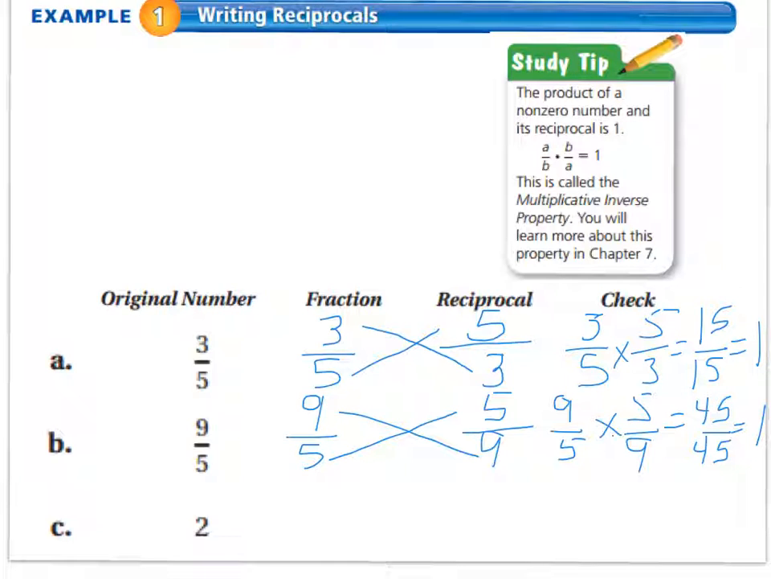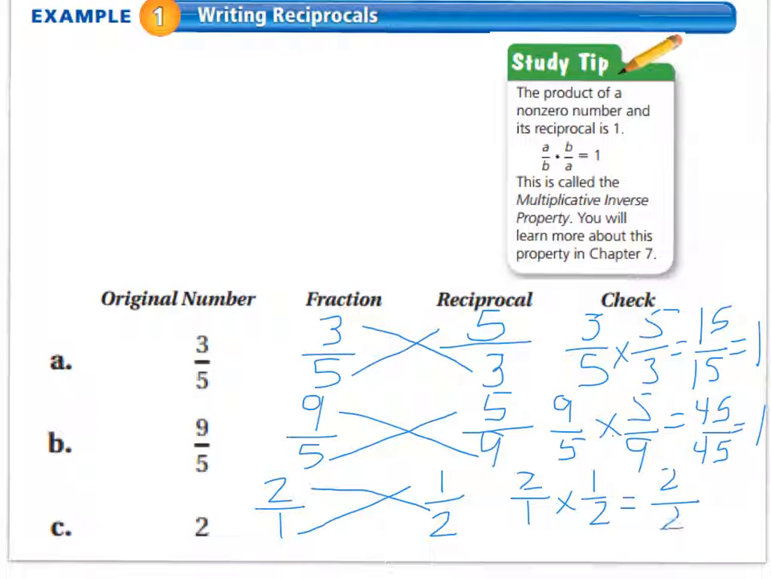And on C, the original number is 2. Written as a fraction would be 2 over 1. Now making its reciprocal, I would bring the numerator down to the denominator and take the denominator and put it as the numerator. So the reciprocal of 2 over 1 is 1 over 2, or 1/2. When I multiply the fraction times its reciprocal, 2 times 1 is 2, and 1 times 2 is 2. I get 2 over 2.